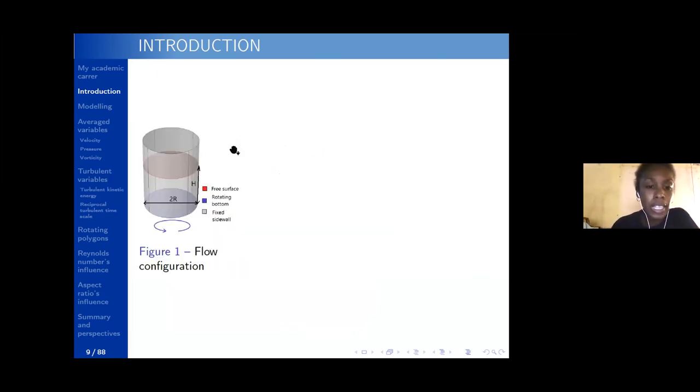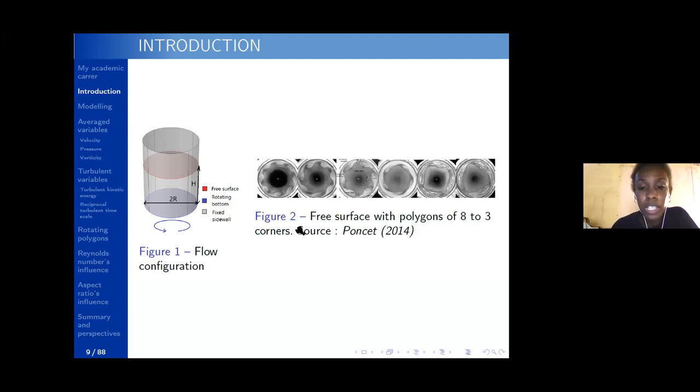More precisely, it is the flow of a fluid contained in a cylindrical container of radius R and with initial height H. The characteristic of this cylindrical container is that the bottom is rotating and the side walls are fixed. The peculiarity of this type of flow is that its free surface shows some polygon patterns called rotating polygons. Here in figure 2, we have polygons with 3 to 8 corners. These polygons appear at the free surface of the flow.